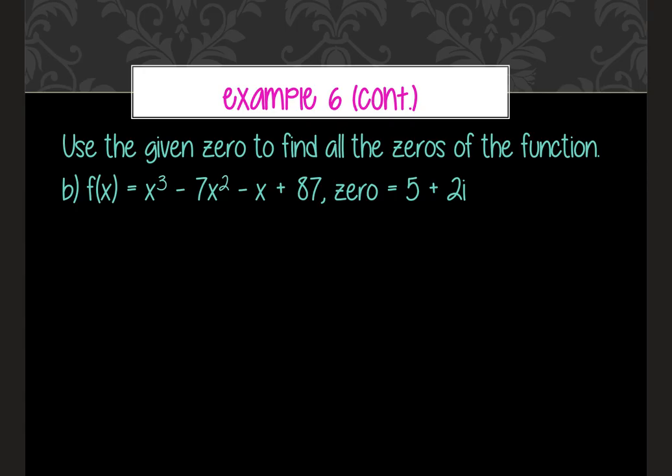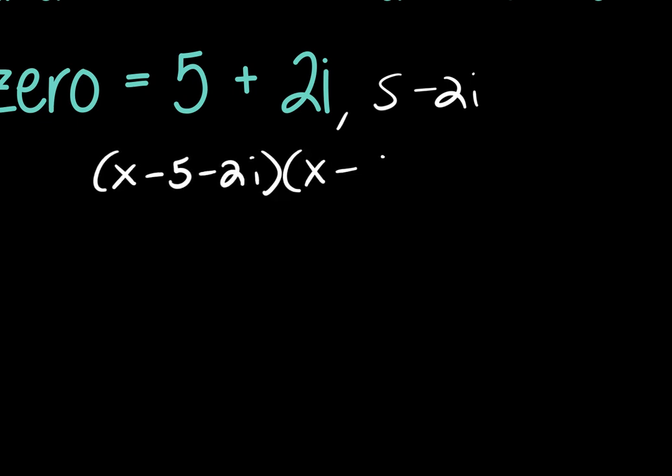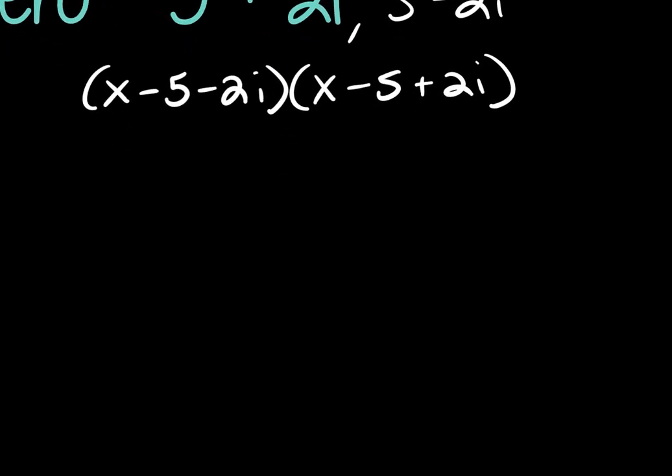All right, last one. Use the given zero to find all the zeros of the function. Take a deep breath. This one does not feel good, okay? Because now I have a binomial, right? So if it's 5 plus 2i, what's my other one? 5 minus 2i. So when I want to expand and FOIL this, I have to do x minus 5 minus 2i and x minus 5 plus 2i.